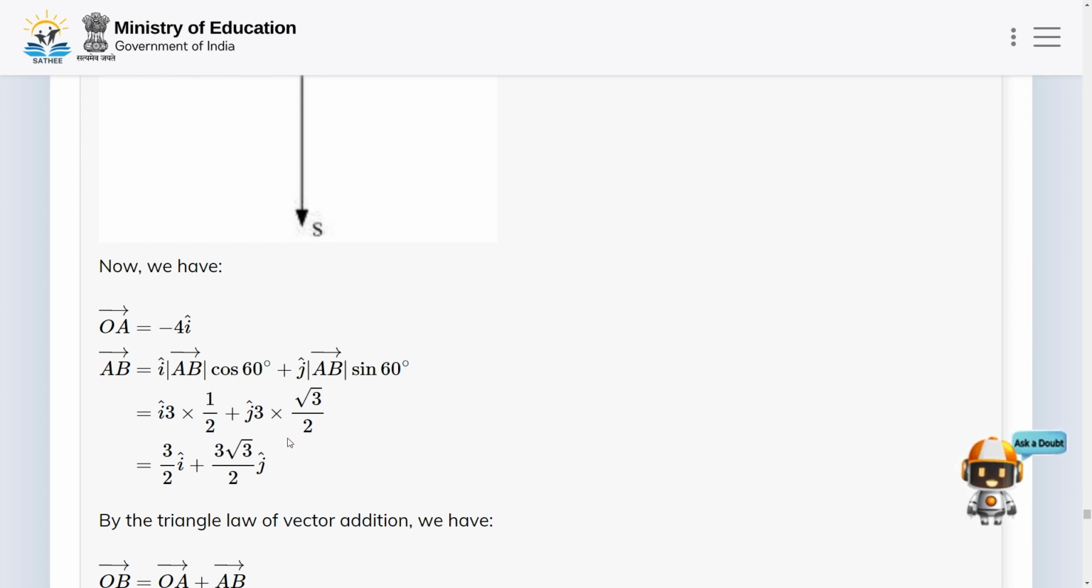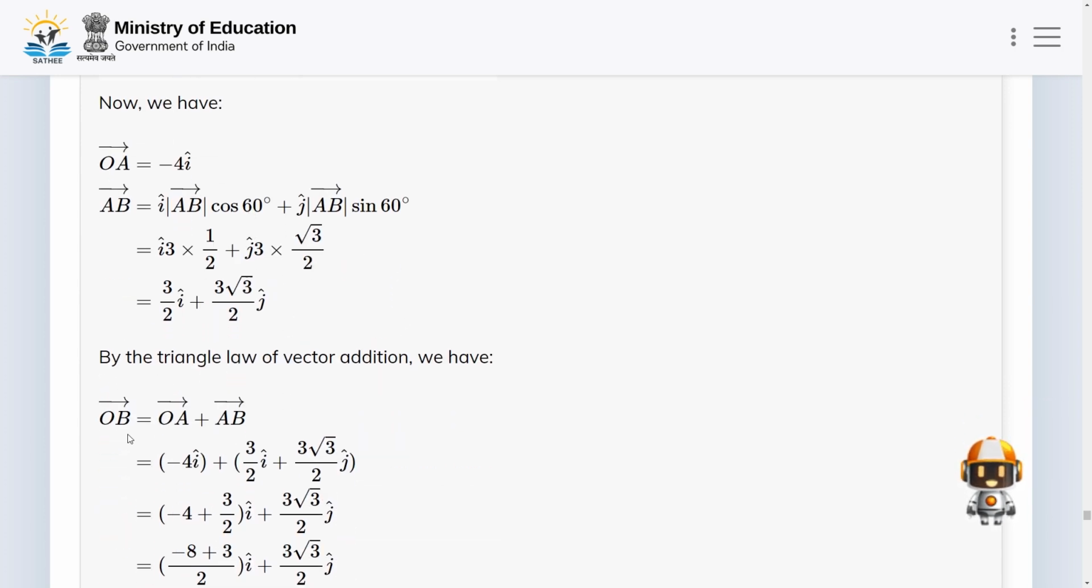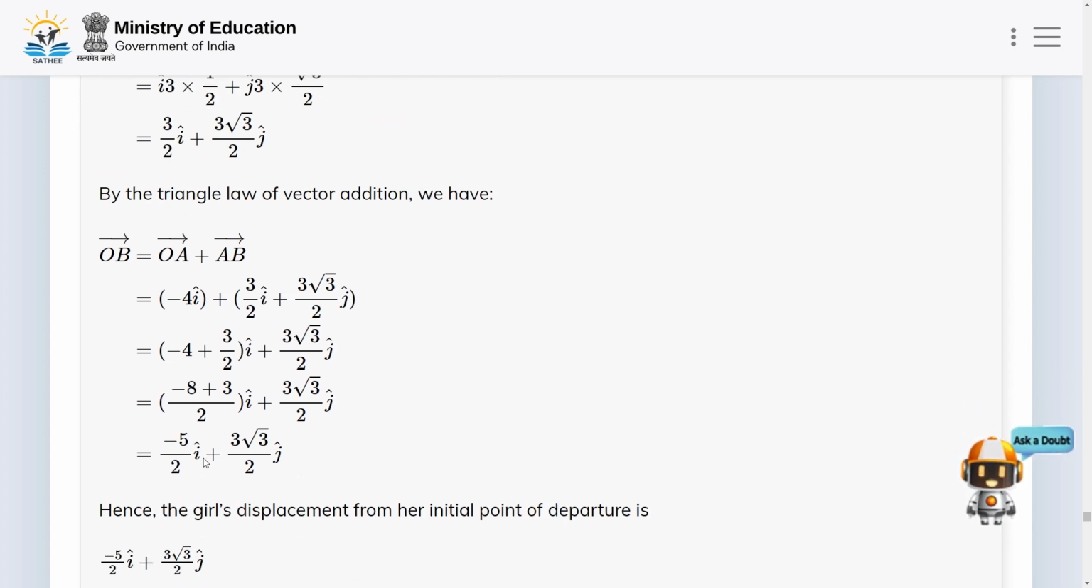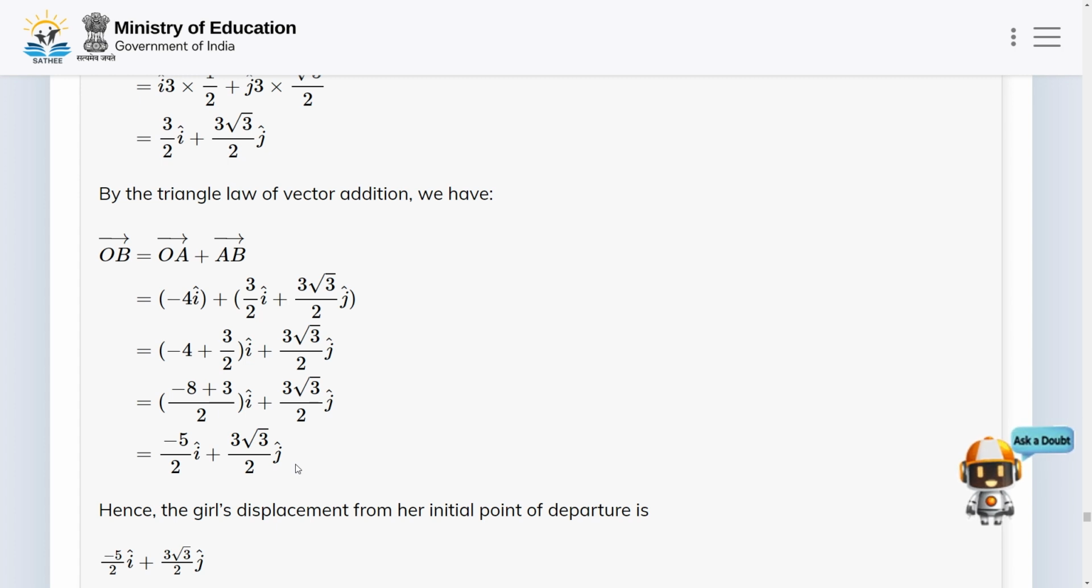Now we will apply the triangle law: OA plus AB will be OB. This means you will have minus 5 by 2 i hat plus 3 root 3 by 2 j hat. Clear? This will be your vector OB. Now the magnitude will be the answer to how far she is now from her original position. In terms of vectors, you will have this. I hope that it is clear. Let us move next.